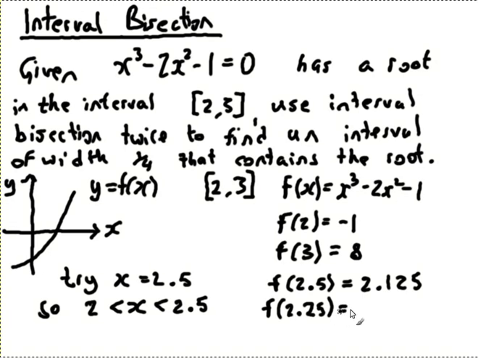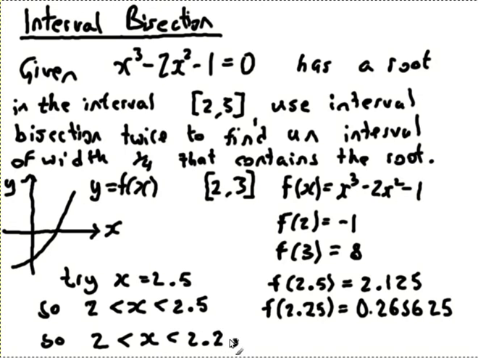And I'm just going to plug it into my calculator. 2.25 cubed minus 2 times 2.25 squared minus 1. And this time I'm getting 0.265625. Now notice, I can see that x definitely lies between 2 and 2.25. And so I can say 2 is less than x, which is less than 2.25.